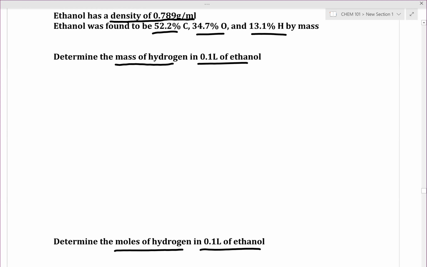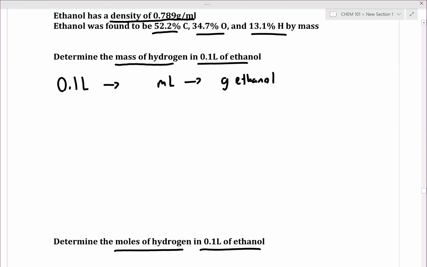So as this was probably going to be the last problem for this supplemental lecture session, let's just remind ourselves that we've seen the chapter on density, right? And we know that if we're given the volume, we can calculate the mass, right? So if we start with 0.1 liters of ethanol, we can convert this to milliliters, and then using the density, we can figure out the grams of ethanol. So we can go from the volume to the mass, right?